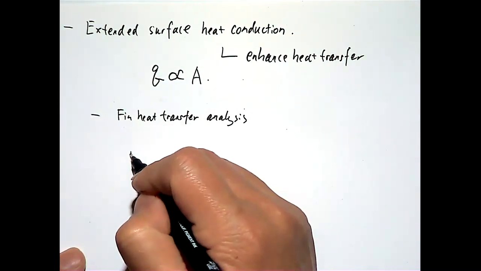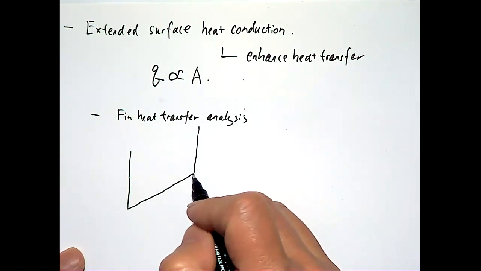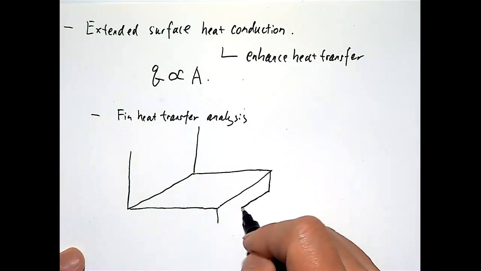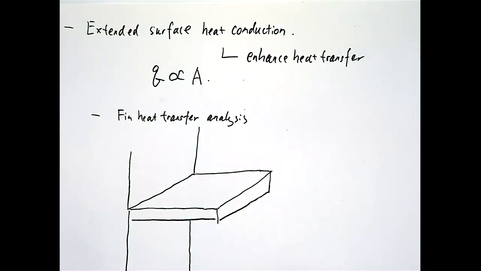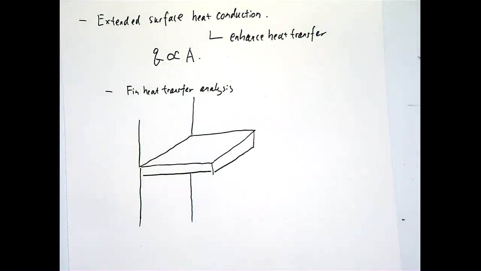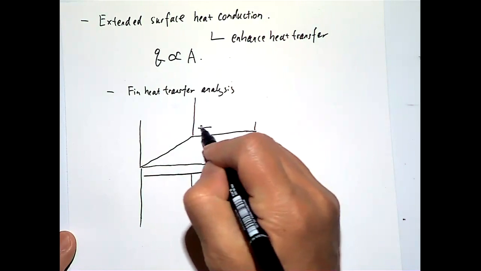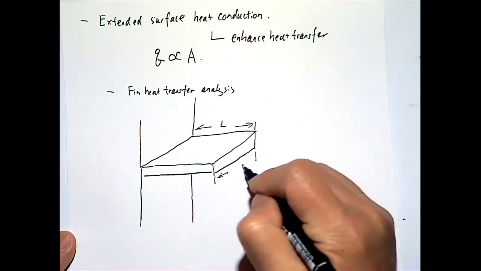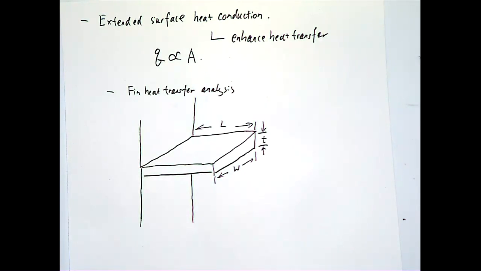So if we draw a single fin which is installed on a wall. It's a rectangular fin, just sticking out of the surface, right? So let's define a few geometric parameters of this piece. The length, we call it L. The width and the thickness.